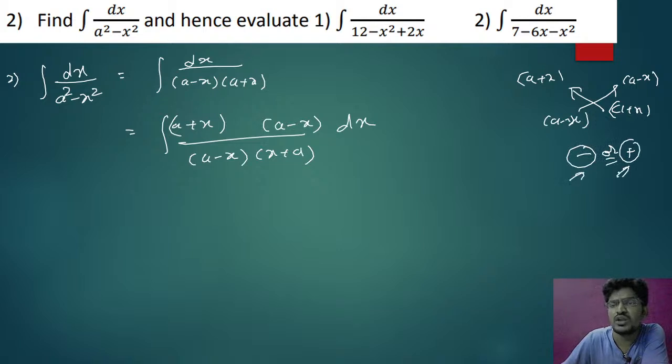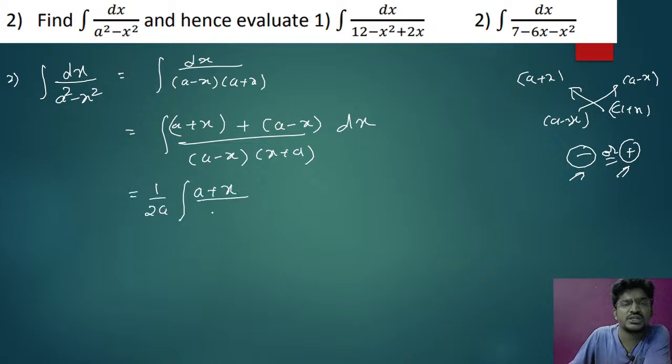How to choose one of these? If I choose that term, x has to be eliminated. So if I choose plus, you see here, plus into minus is minus. So plus x and minus x will get cancelled. So that's why I can choose plus sign. A plus a is 2a. You can adjust it outside.